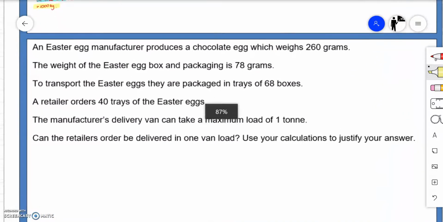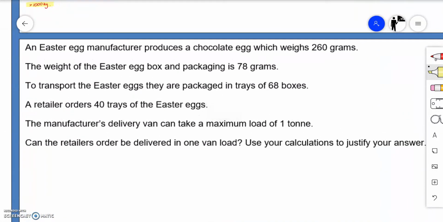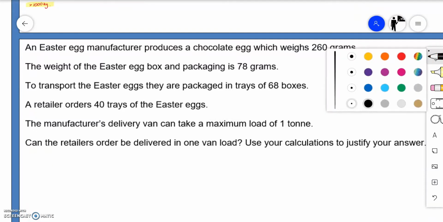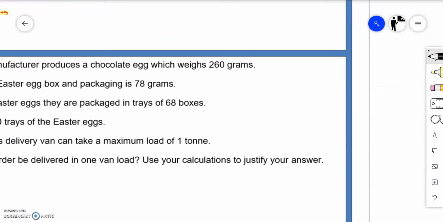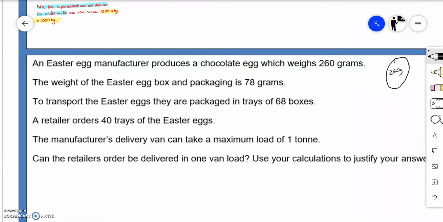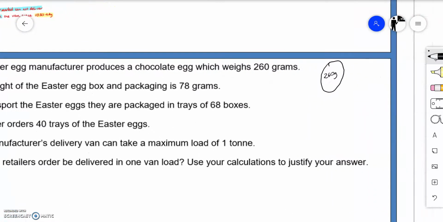Kind of similar. An Easter egg manufacturer produces a chocolate egg which weighs 260 grams, apologies. So I'm just going to draw an egg here, and that's going to weigh 260 grams. The weight of the Easter egg box and packaging is 78 grams. So we put that egg inside this box, and this box weighs 78 grams. Altogether, that's going to be 260 plus 78, which is 338 grams.